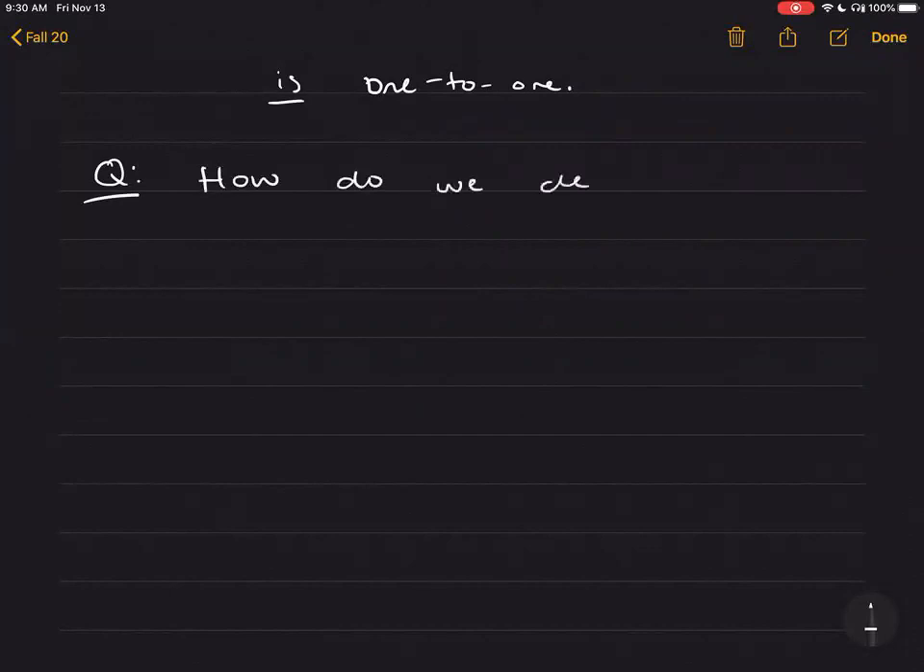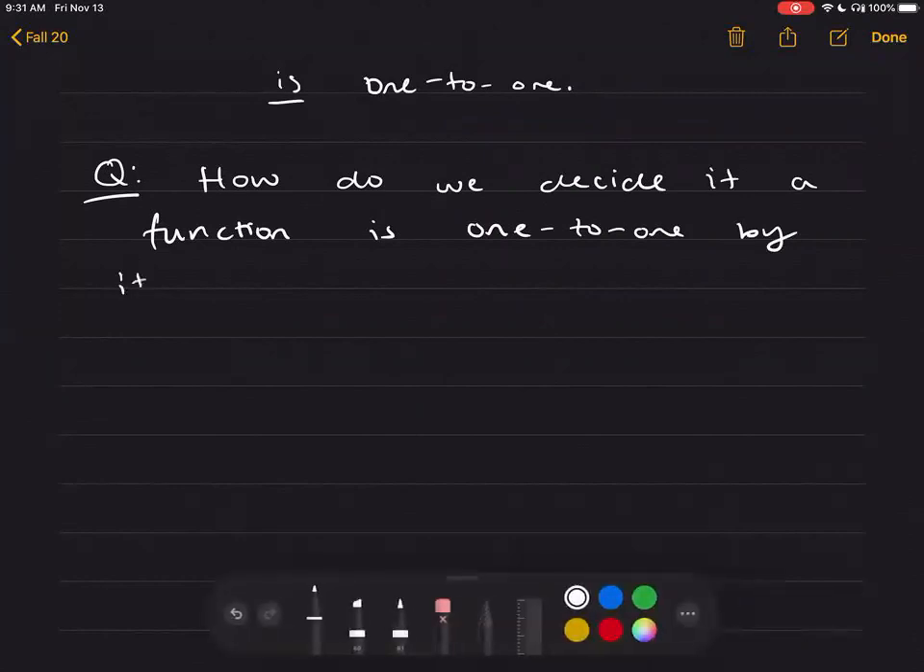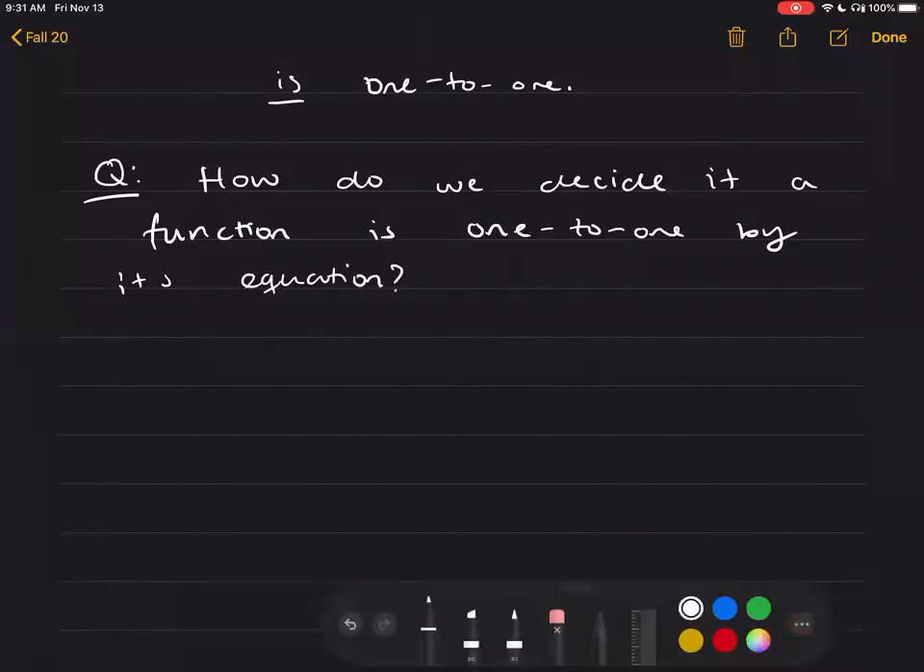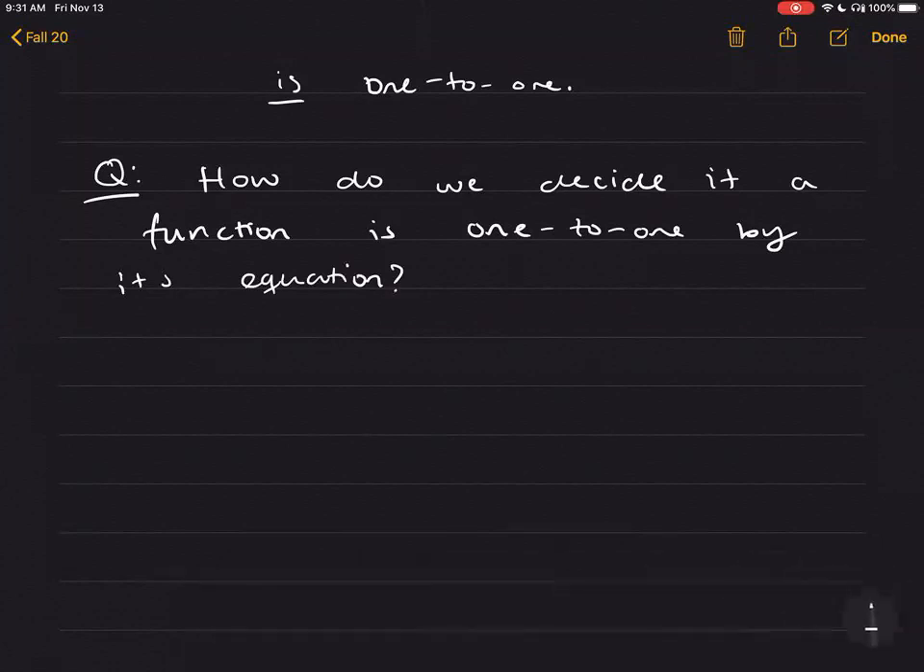How do we decide if a function is 1 to 1 by its equation? So to do this, you first have to guess whether it's going to be 1 to 1 or not 1 to 1, because there are 2 different methods for checking each of those cases.